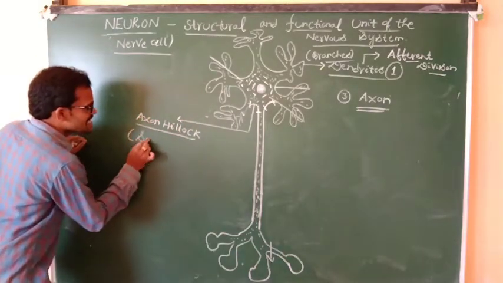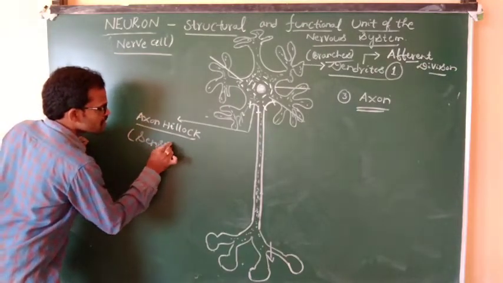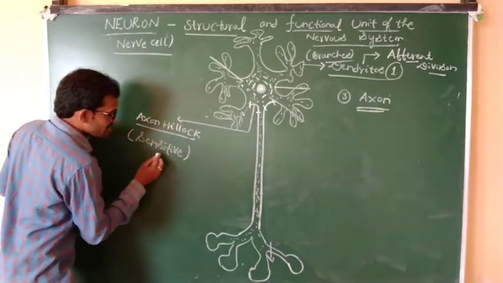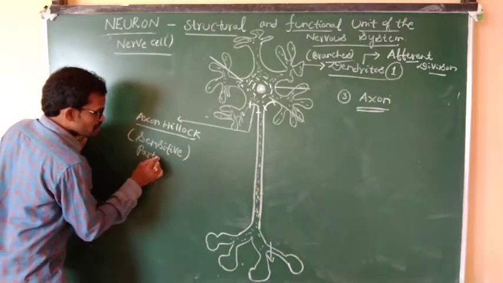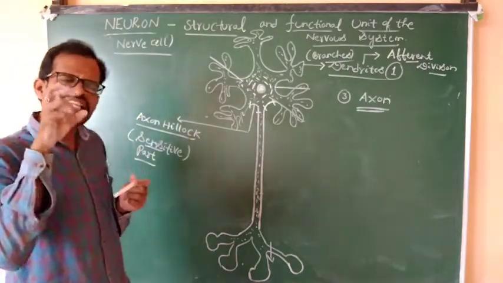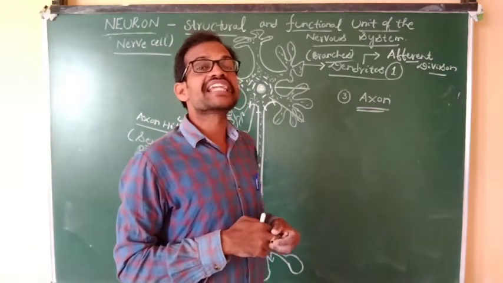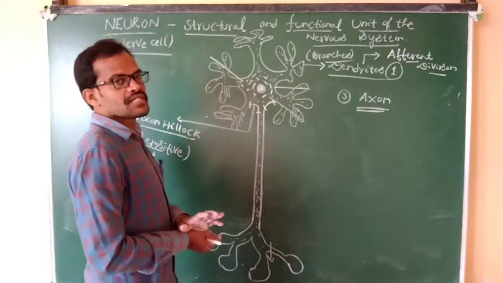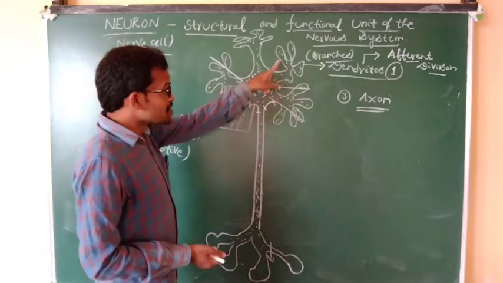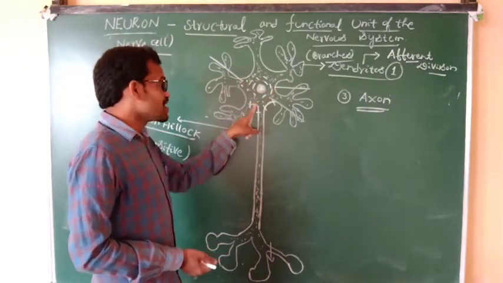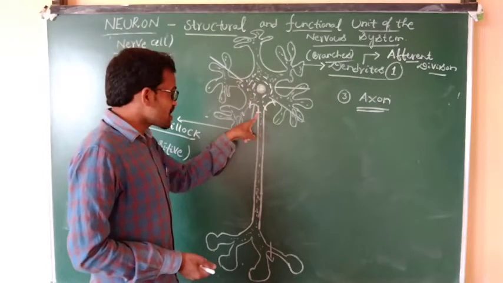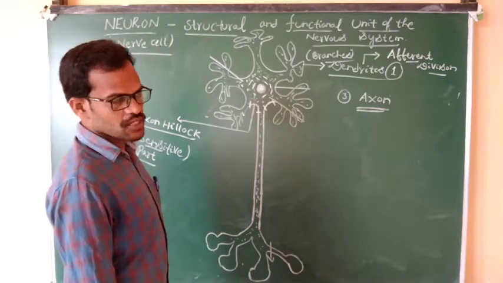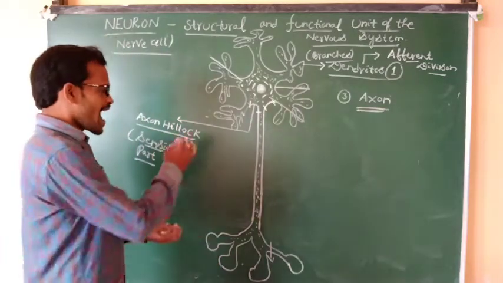It is a very sensitive part, and it will generate the nerve impulse. Once the dendrites receive the nerve signal, they send it into the cell body. After that, it is sent into the axon hillock, from the axon hillock to the axon, and from the axon to the synaptic knobs.